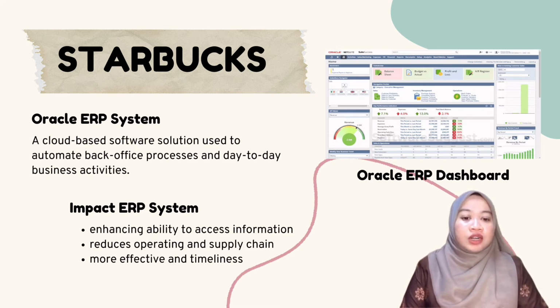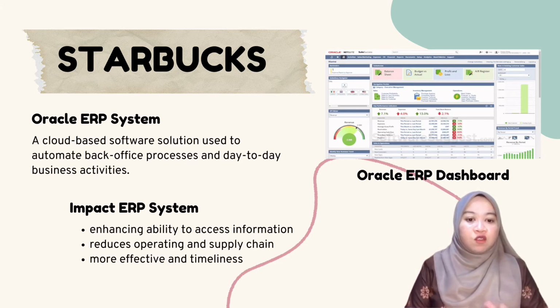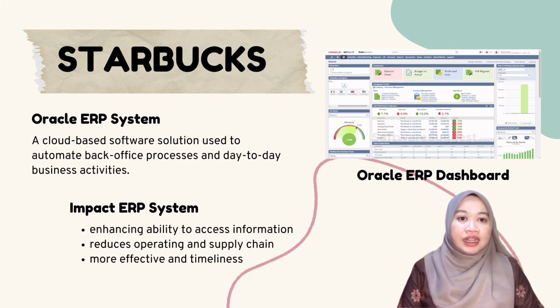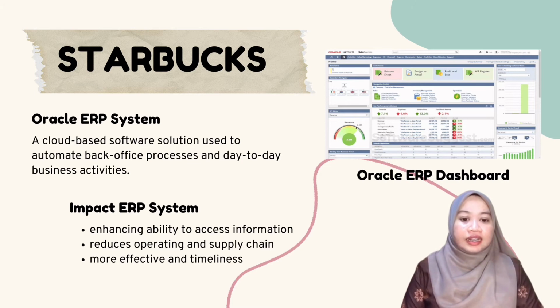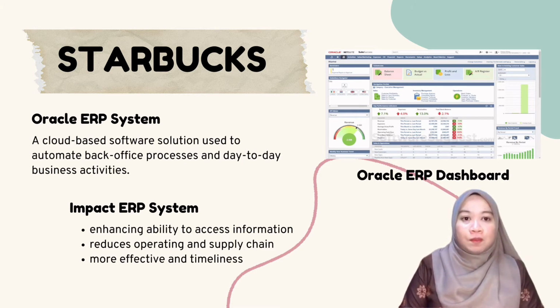Regarding the impact of the ERP system on Starbucks, it helps to enhance the ability to access information. The employees and the managers of Starbucks are able to access information from different sources within the organization and hence have adequate knowledge of how the company operates.